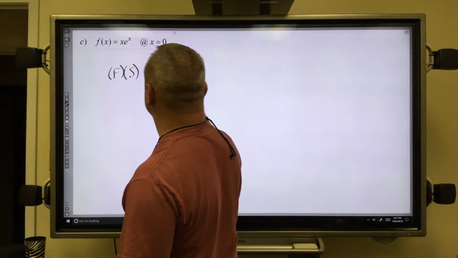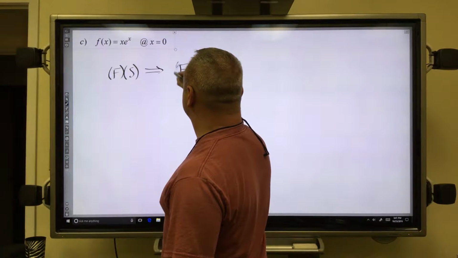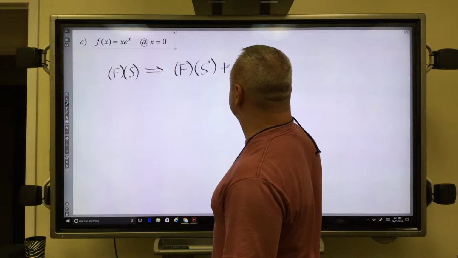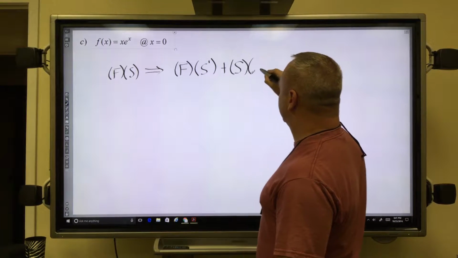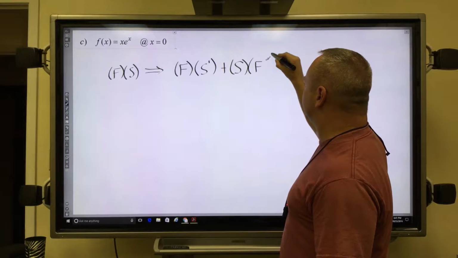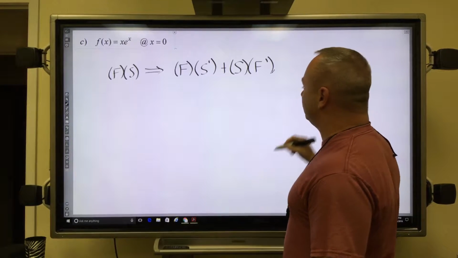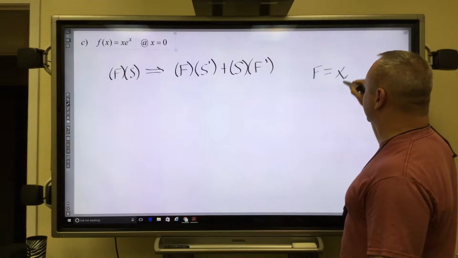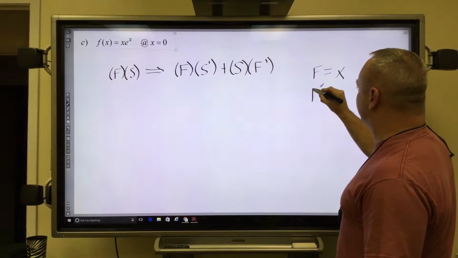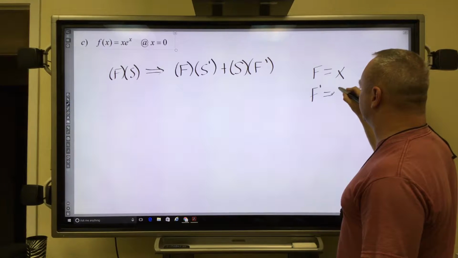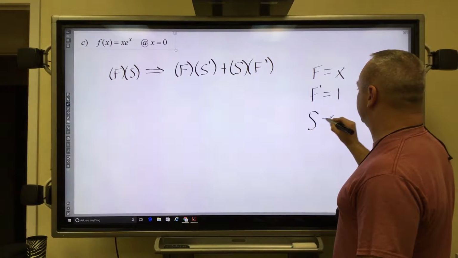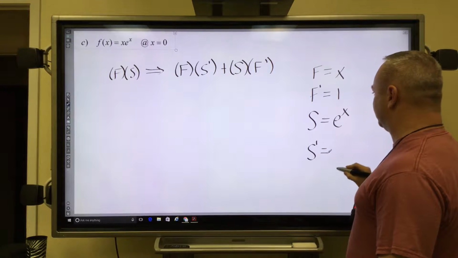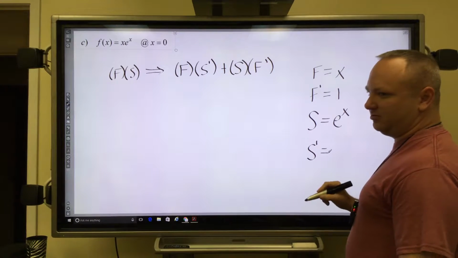Taking the derivative of this, we would have the first times the derivative of the second plus the second times the derivative of the first, right? And the first is equal to x. The derivative of the first is equal to 1. The second is equal to e to the x. And then the derivative of the second is equal to, what do you do with this?